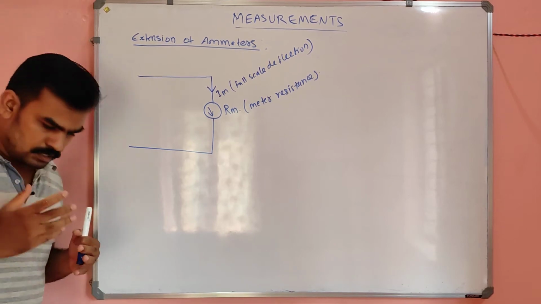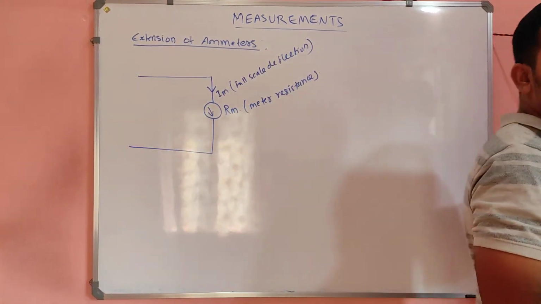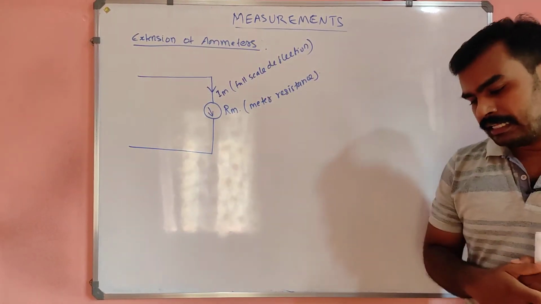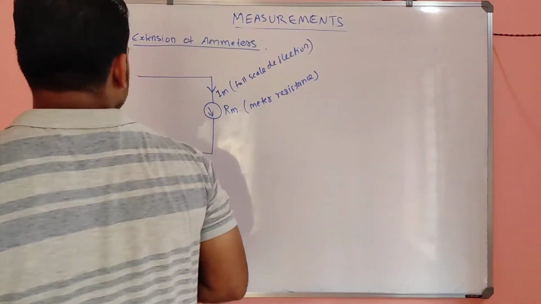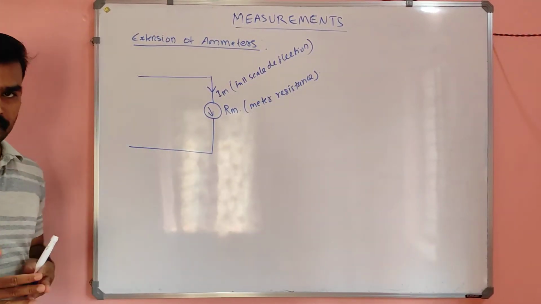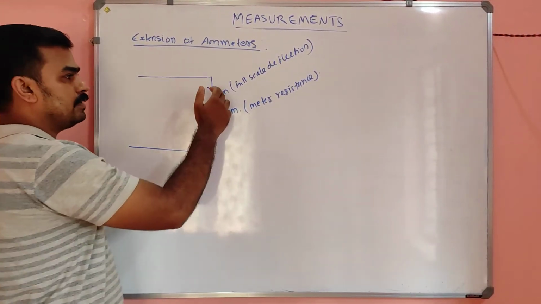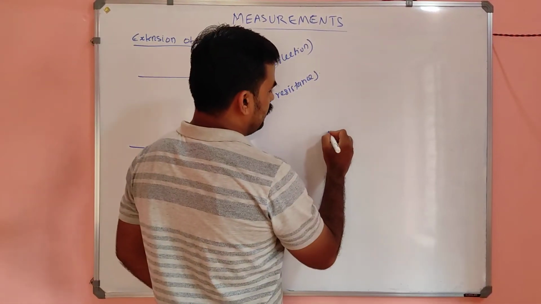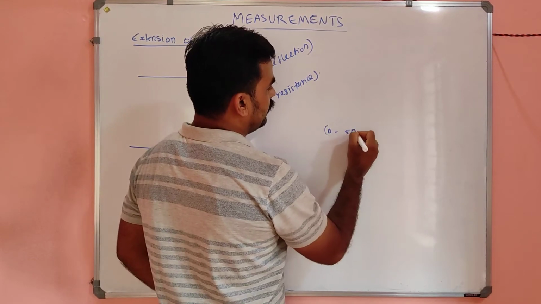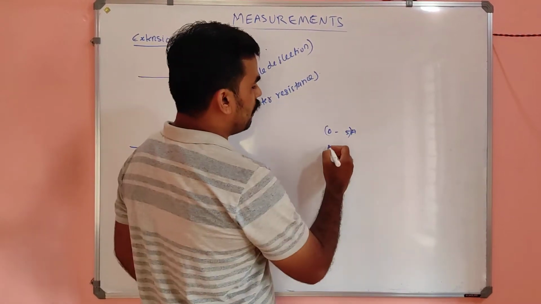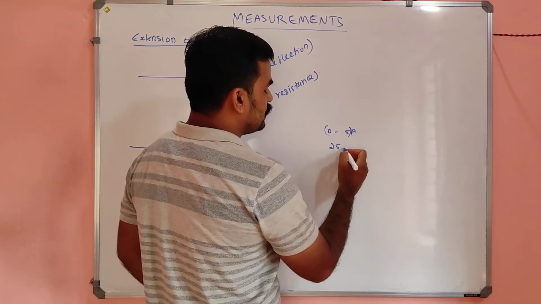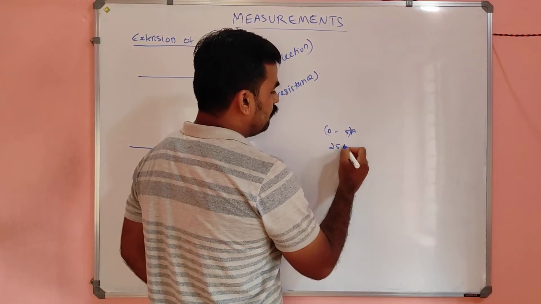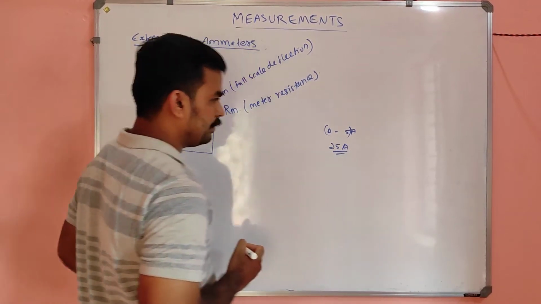And suppose there is a situation, see, in measurement any situation can arrive, right? There is a situation in which we have to measure a very high value of current, which is very much higher than Im. In a practical case, suppose we have a 0 to 5 ampere ammeter. Suppose you have to measure 25 ampere.